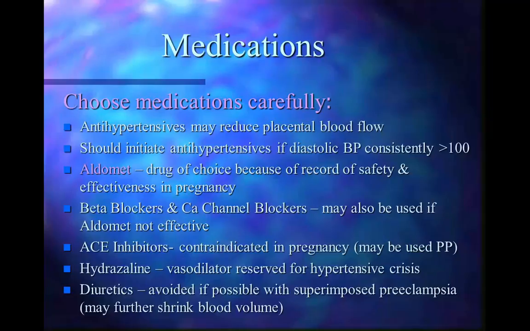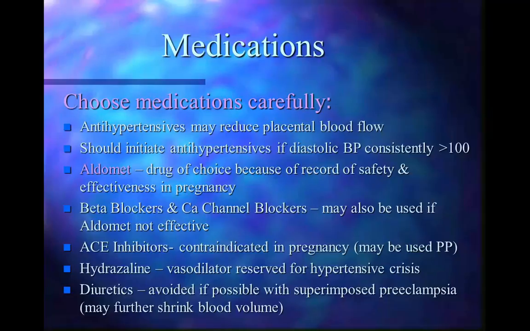Aldomet, which is an old antihypertensive, is really the best drug of choice during pregnancy because of its record of safety and effectiveness in pregnancy. Now, beta blockers and calcium channel blockers may also be used if that Aldomet is not effective, but ACE inhibitors are contraindicated in pregnancy. You can use them in the postpartum period, but not during pregnancy.